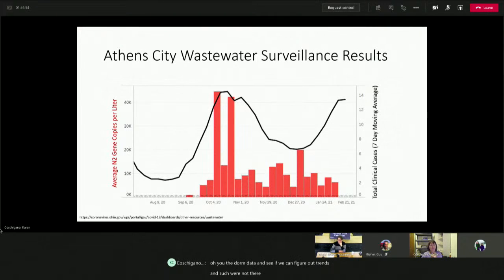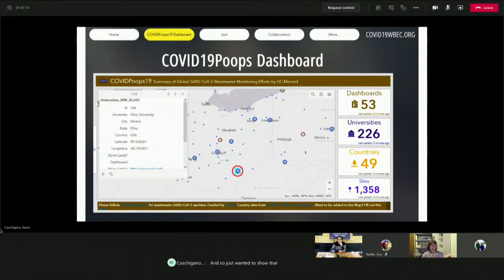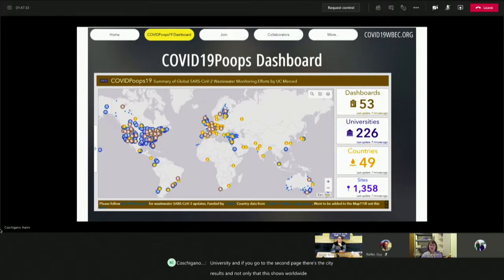We're not there yet, but right now we think the wastewater surveillance is another tool. Because we are so robust in the clinical testing, it's not quite as important, but it could be down the road. And so I just wanted to show that there are actually dashboards, multiple actually, but we are on this COVID-19 POOPS dashboard, and this is us right here. There's both the university, and if you go to the second page, there's the city results. And not only that, this shows worldwide. So wastewater surveillance is going on everywhere.